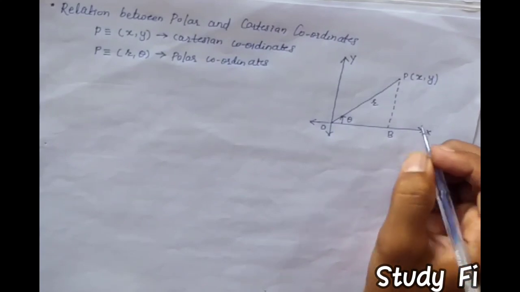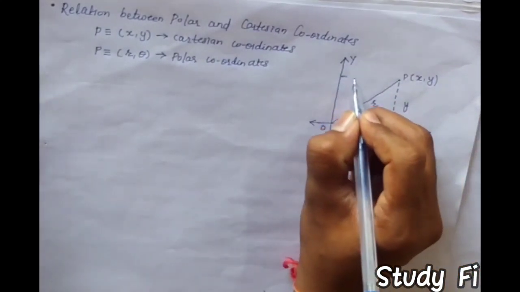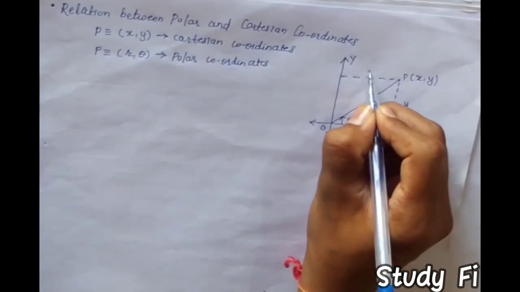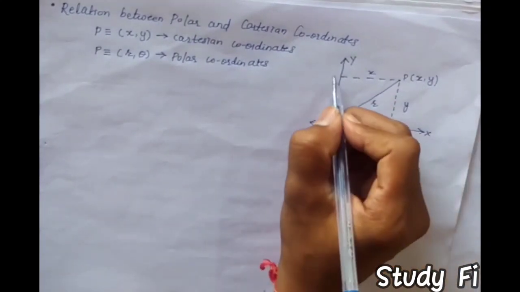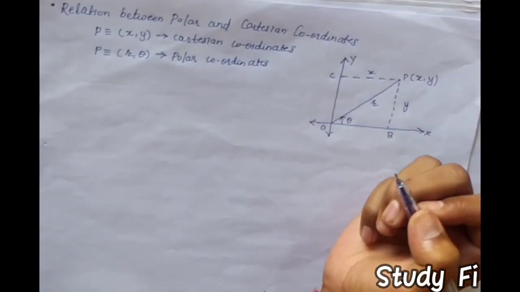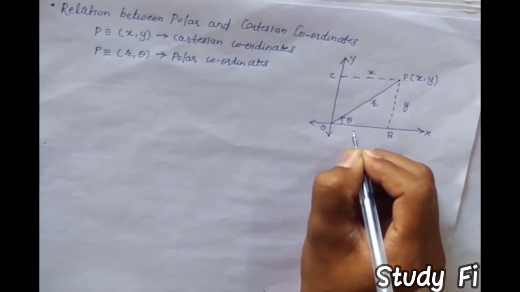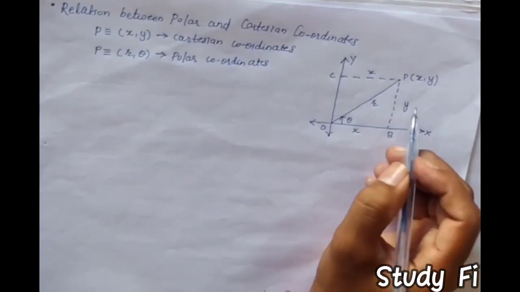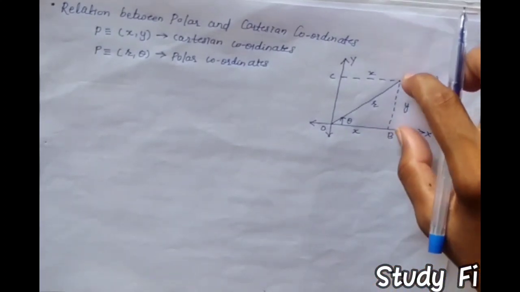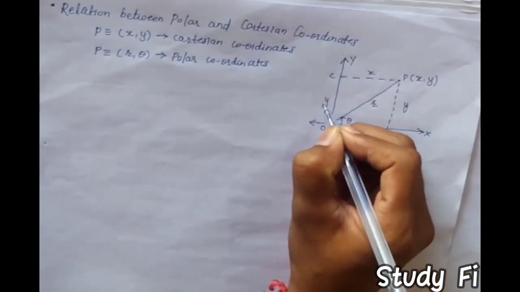Okay, so if I draw perpendiculars from this point P to the axes, let's say this point is B, so this distance will be y. Similarly, if I draw like this, this distance will be x. As this distance CP is x, this distance OB will also be x. And as this distance PB is y, this distance OC will also be y.